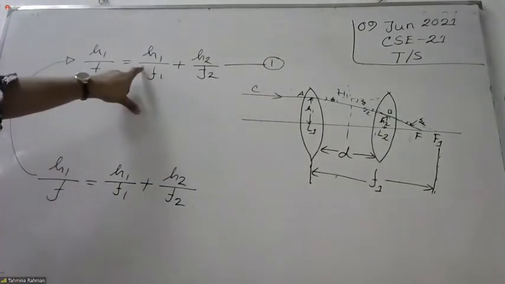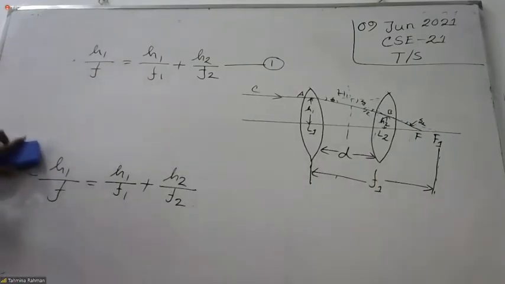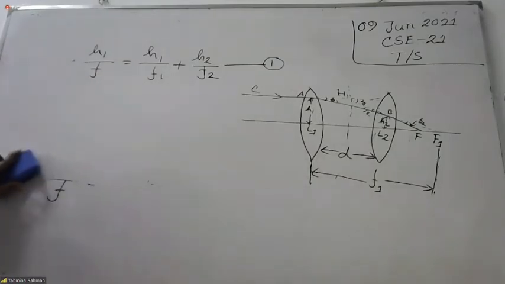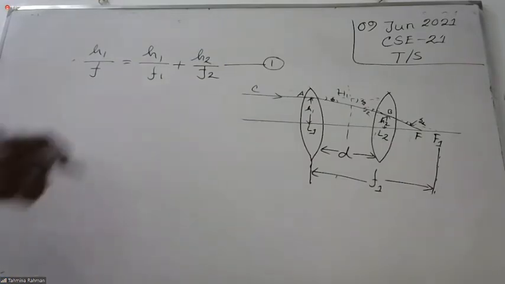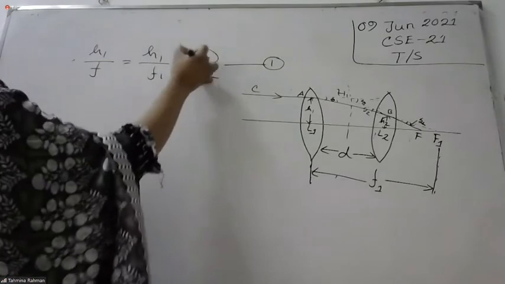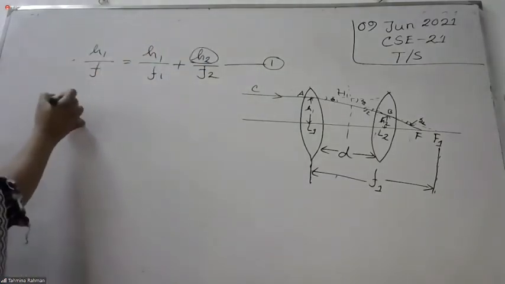Just writing it. This is our equation number 1. Next step, what do we do? We have to find a relation where we can omit H2. H2 has to be removed. So now next, take two triangles.